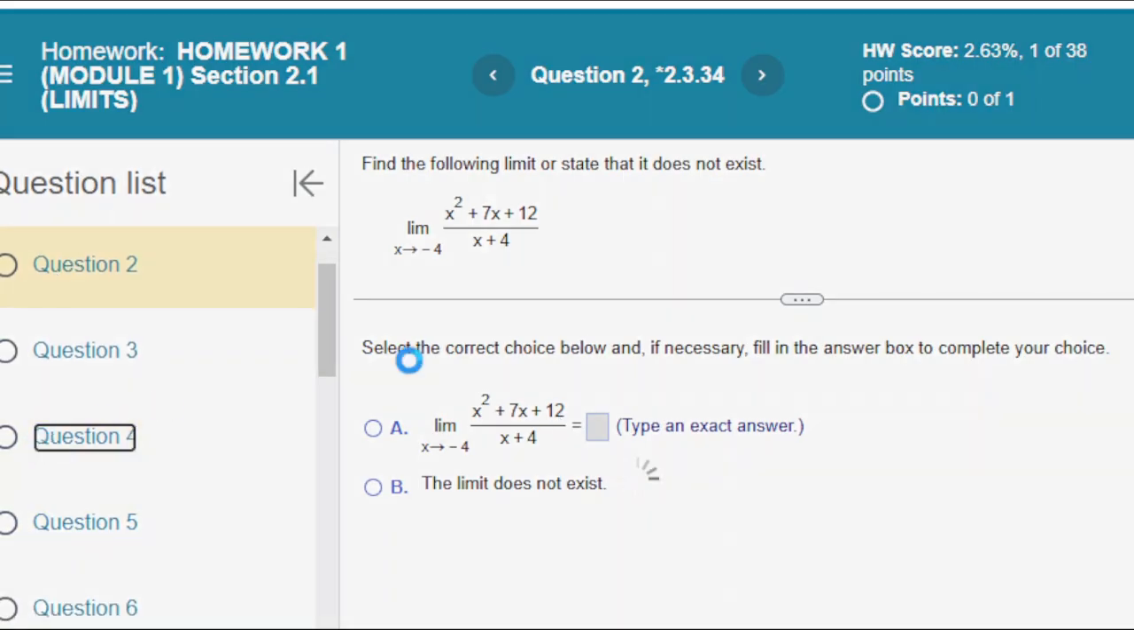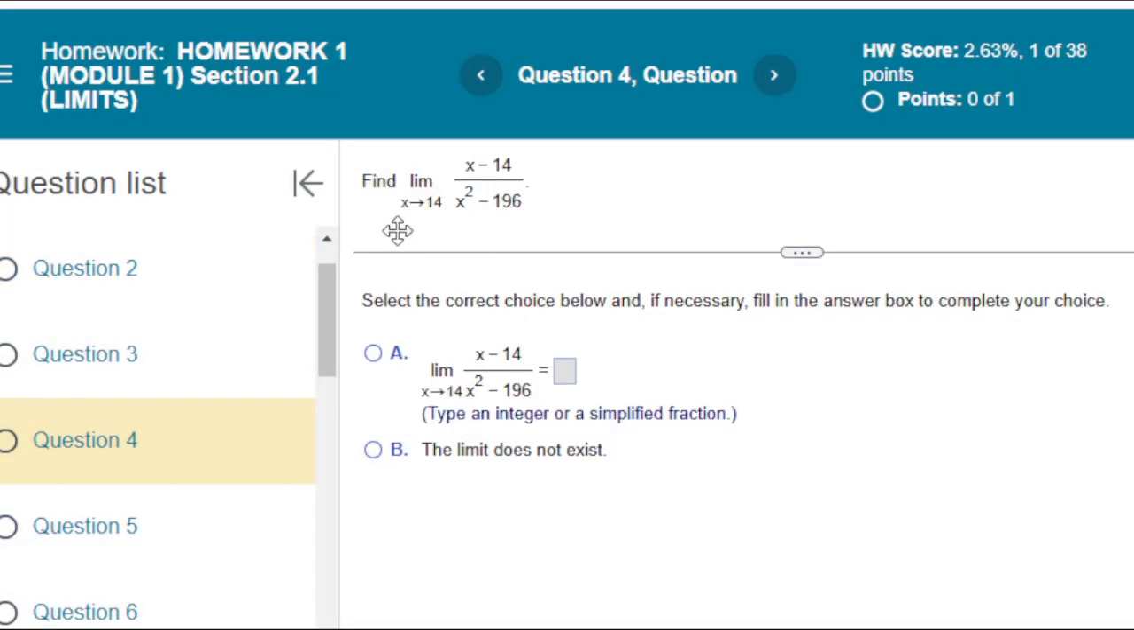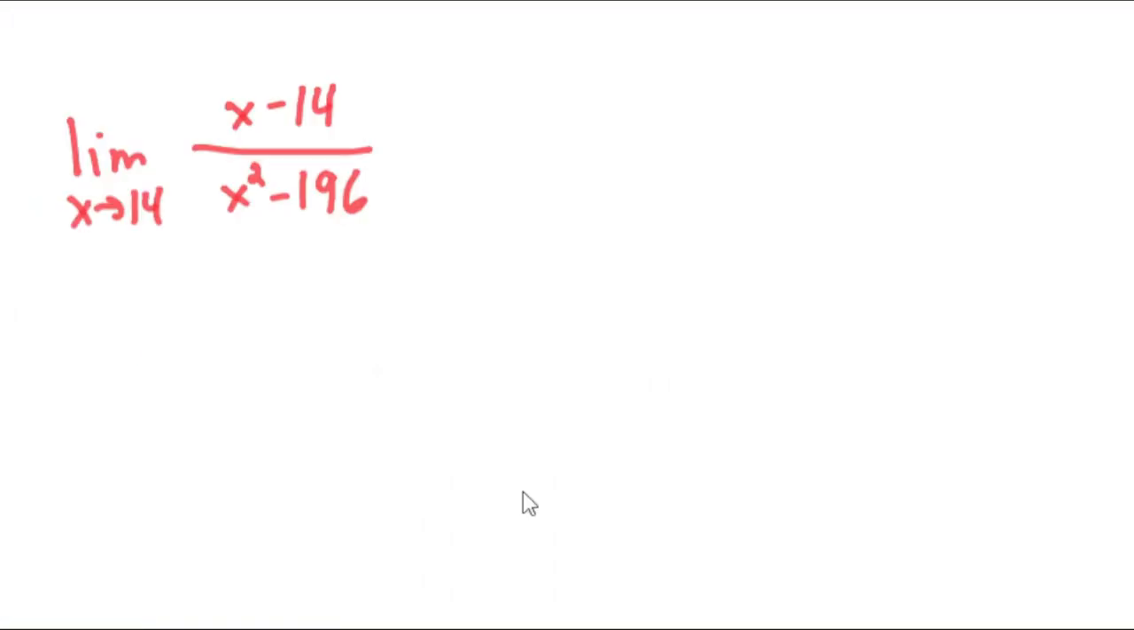Okay, let's skip on down to question number 4. The limit as x approaches 14 of this. And again, if you plug in 14, you're going to get 0 over 0. 14 squared actually is 196. So you get 0 over 0. So we're going to do the same thing for this one. We have the limit as x approaches 14 of x minus 14 over x squared minus 196.